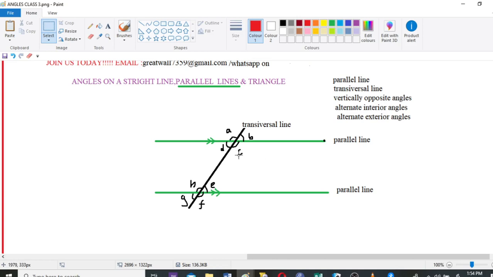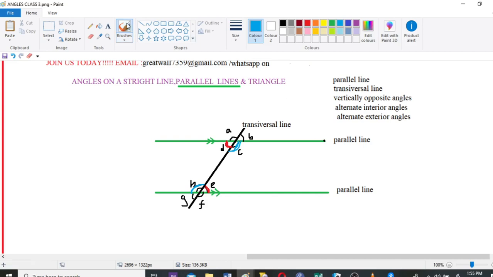Let's start with alternate interior angles. We have this angle here, this angle D. Angle D and angle E are alternate interior angles to each other. Similarly, angle C and angle B are also alternate interior angles.